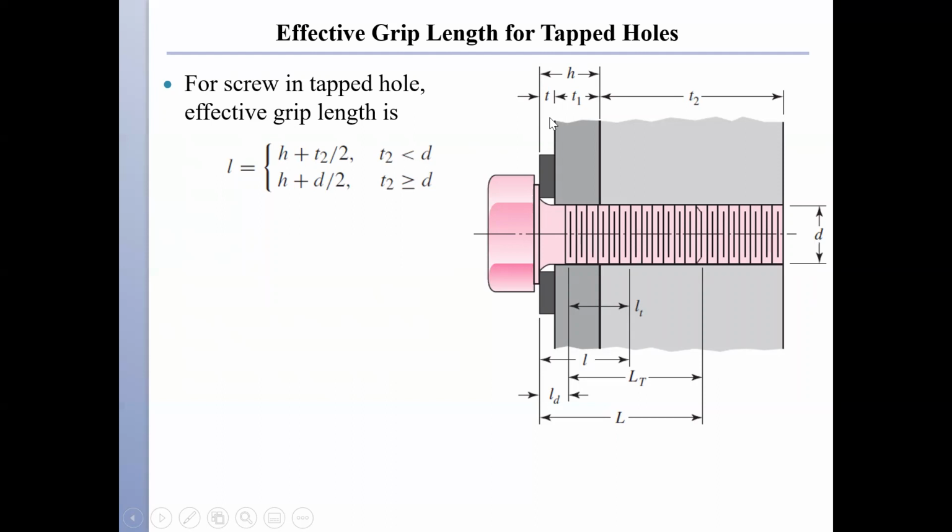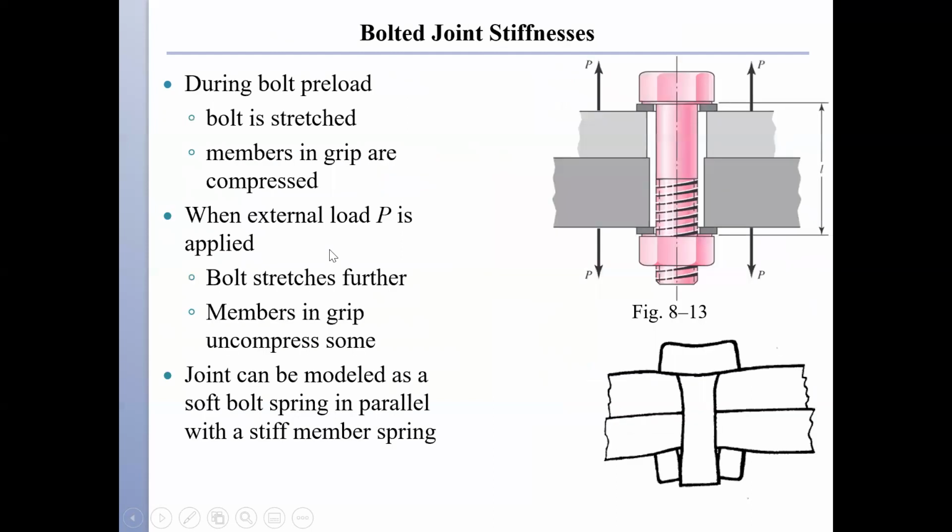So the thickness of the first member is T1. The thickness of the second member is T2. The grip length is going to be equal to H, where H is T1 plus the thickness of the washer, plus either T2 over 2 or D over 2, depending if T2 is less than D or T2 is greater than D. So T2 is the thickness of the second member. Is that clear? So this is how I calculate the grip length for tapped holes.